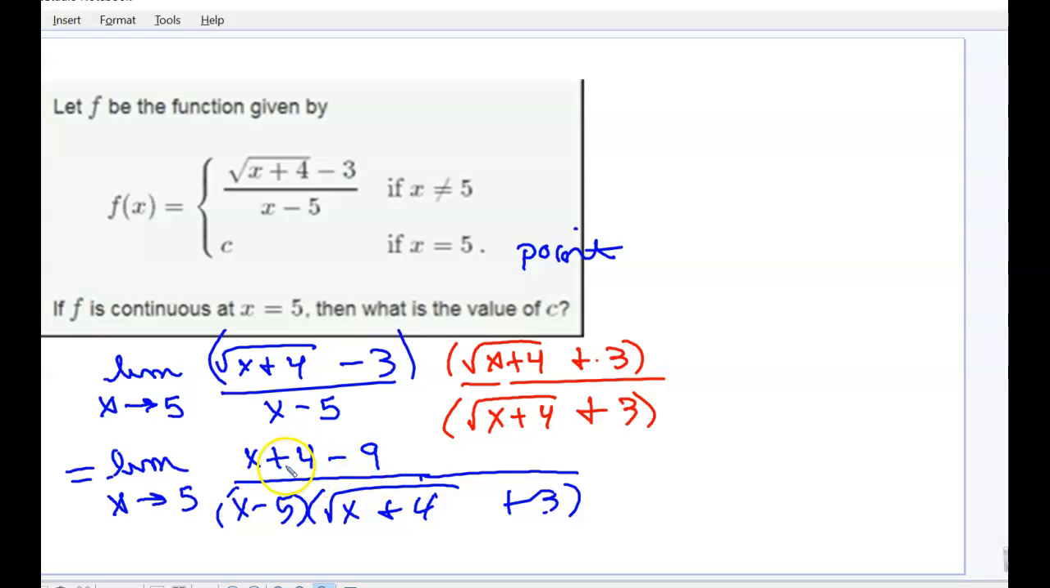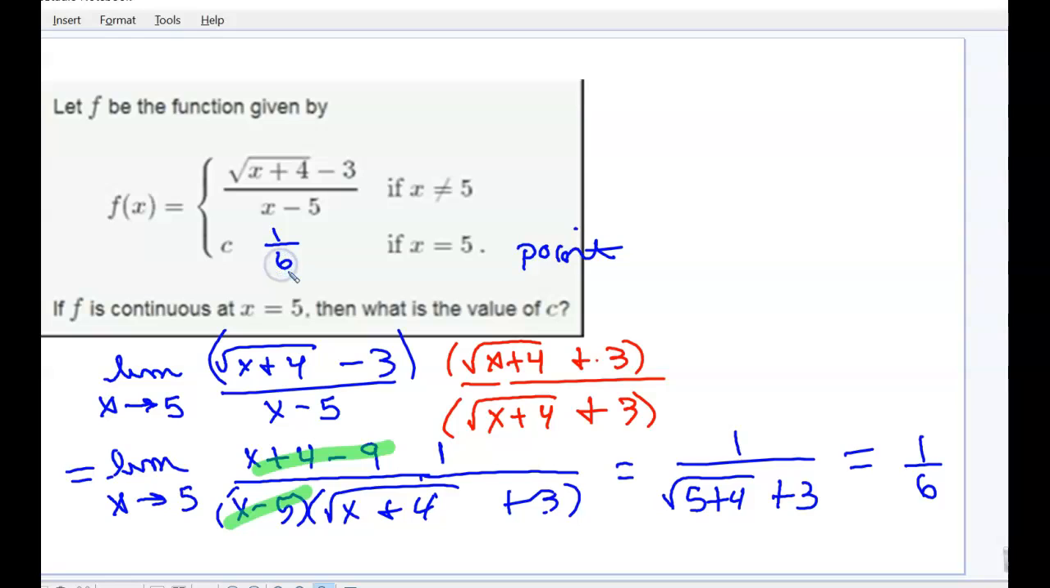So now if I collect like terms up top, I end up getting an x minus 5. So this x minus 5 is going to eliminate the x minus 5 in the denominator, and I'll be left with a 1 on top. And now I can directly substitute in 5. So I'm going to get 1 over the square root of (5 plus 4), plus 3. If I evaluate that, that's going to be 1/6. So therefore, c would have to be 1/6 for this function to be continuous. So the hole created by the discontinuity is filled in by this point right here.